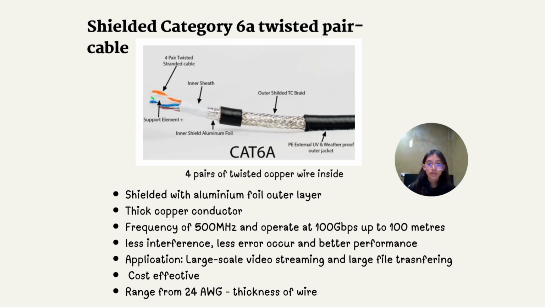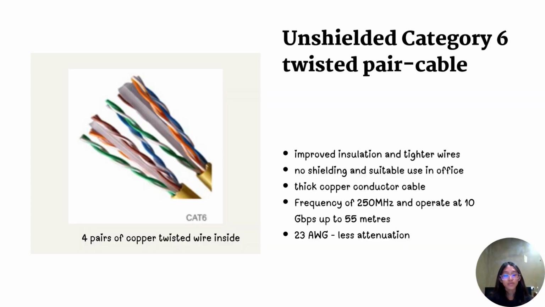So this is cost effective, and the thickness of the wire is 24 AWG, meaning that the higher the AWG, which is the thickness of the wire, the smaller the diameter. Other than that, we have unshielded category 6 twisted pair cable that has improved insulation and tighter wires compared to the previous twisted pair cable, which is category 5E. It has better performance because of reduced crosstalk. It has no shielding, but it is suitable to be used in an office.